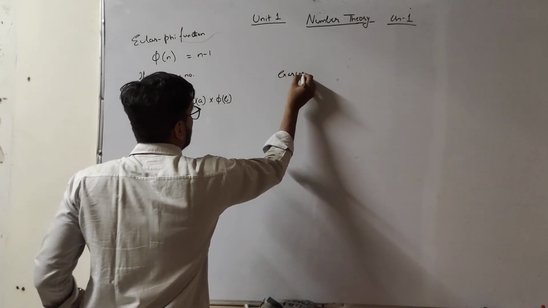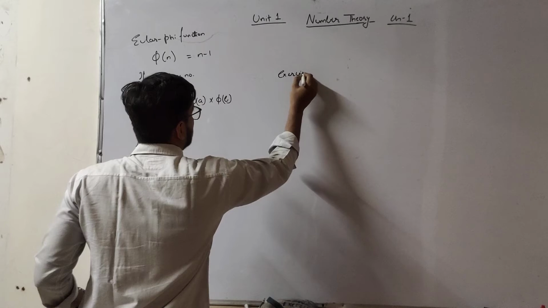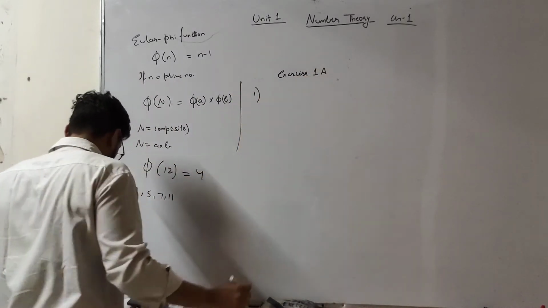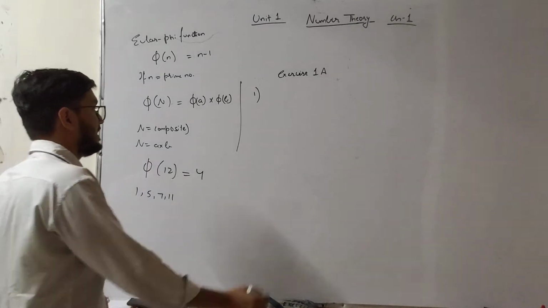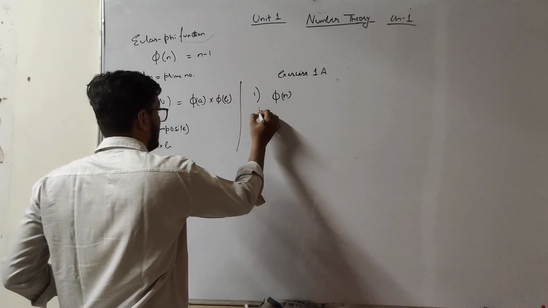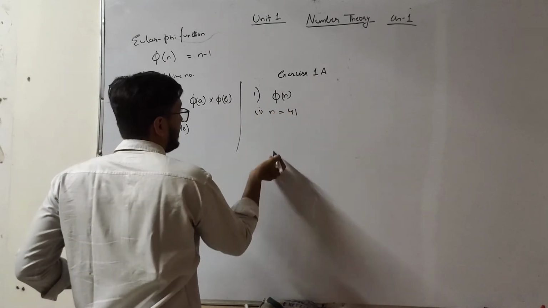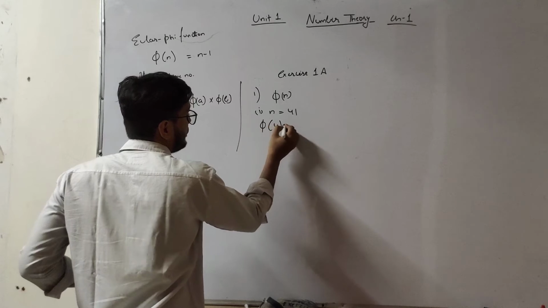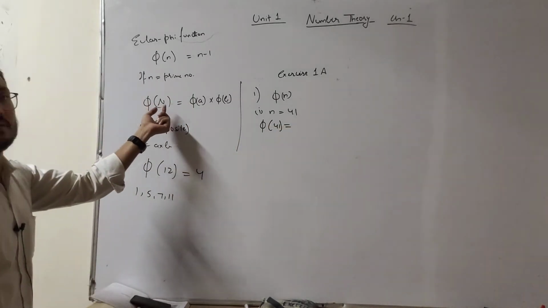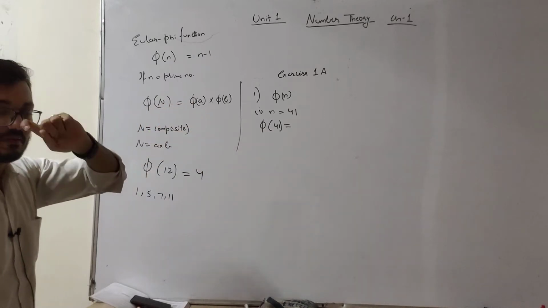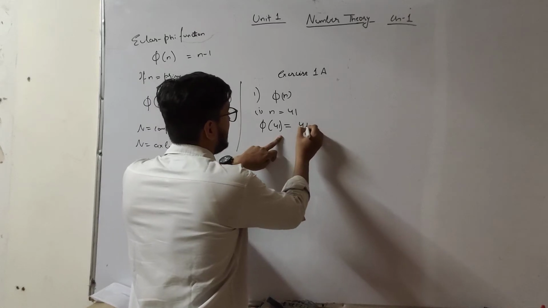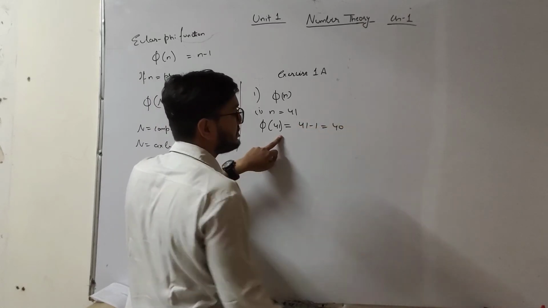Exercise 1A, question number 1. Find the Euler phi function phi n when, in the first part, n is equal to 41. So we have to determine phi 41. Here n is a prime number, 41 is prime, so we can simply write 41 minus 1, which is 40. Simple.